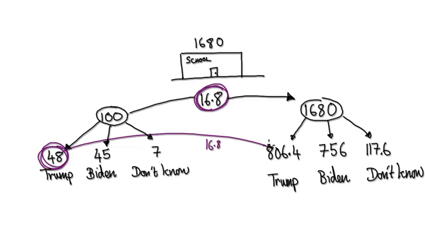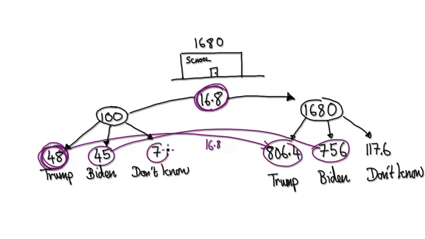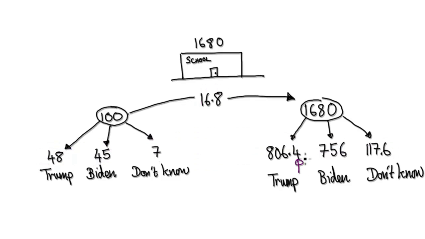16.8 as well. So if you get a calculator and do 48 times 16.8, it will give you this. Get a calculator and do 45 times 16.8, that will then give you this. Get a calculator and do 7 times 16.8, it will give you this. Now you can't have a decimal of a person, so let's round this to the nearest person.